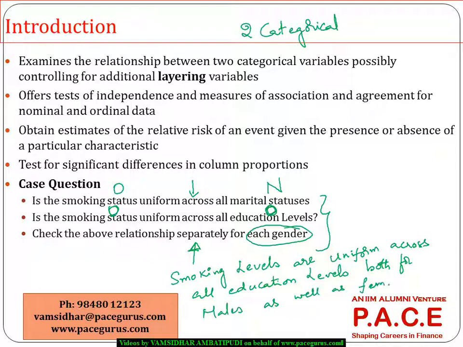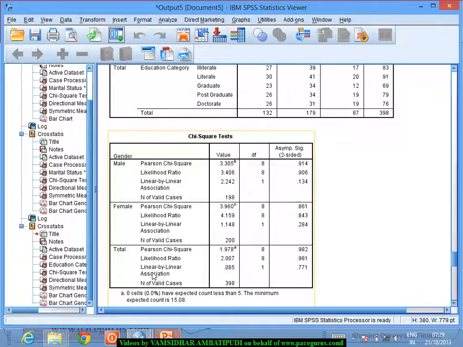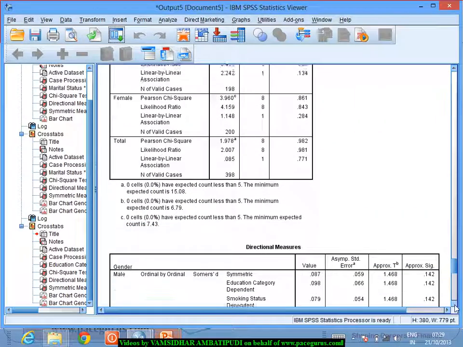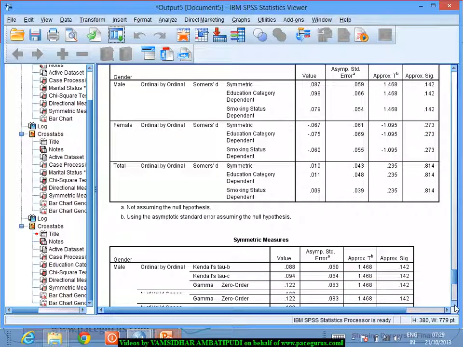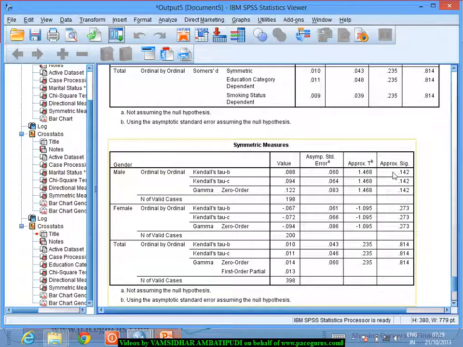This is the kind of statistical interpretation I bring out of this data. All right. So if at all they are dependent, then probably I could have looked at the next set of them. Here also the symmetric measures. If we see the significance levels, all of them are greater than 0.05. So I don't need to even bother about these variables.